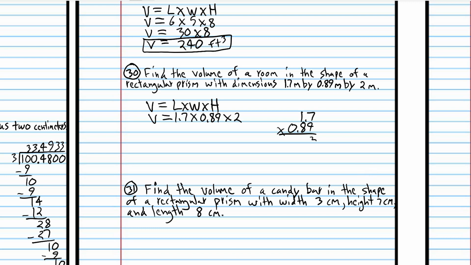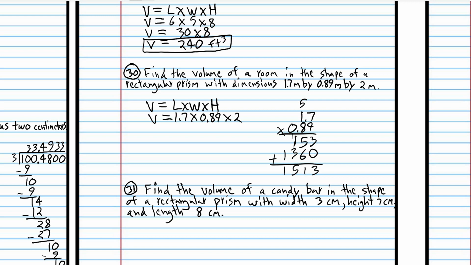7 times 9 is 63. 9 times 1 is 9, plus 6 is 15. Put a placeholder. 8 times, get rid of that 6, so it doesn't confuse me. 8 times 7 is 56, carry the 5. 8 times 1 is 8, plus 5 is 13. And make sure that these numbers are lined up. That's the number one source of error for most students. Now we're going to add these two numbers. 3 plus 0 is 3, 5 plus 6 is 11, carry the 1. 3 plus 1 is 5. 1 plus nothing is 1.